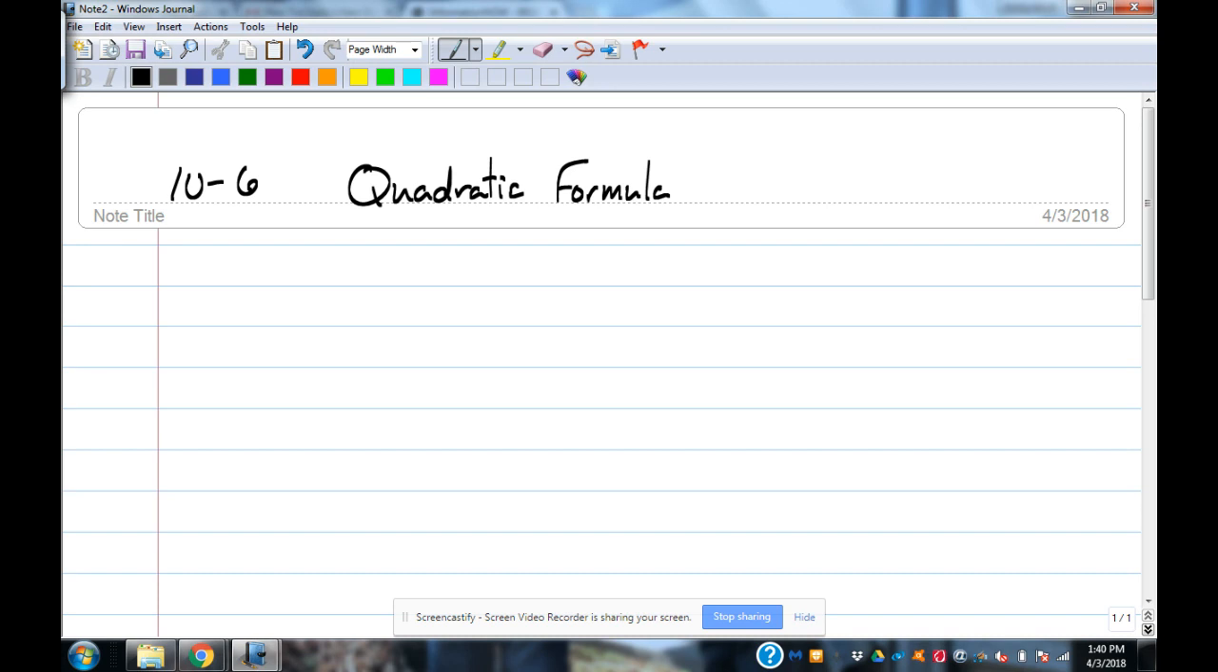Okay, the quadratic formula is an alternative way of solving quadratic equations instead of factoring. Remember quadratics are ax squared plus bx plus c. And when we were solving that by factoring, we had to have it equal to 0 in order to do that x method.